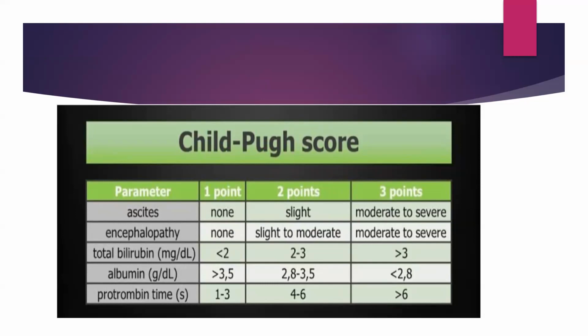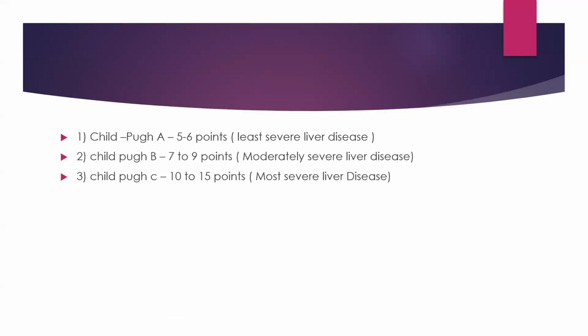Total bilirubin: 1 point if less than 2, 2 points if 2 to 3, 3 points if more than 3. Albumin: 1 point if more than 3.5, 2 points if 2.8 to 3.5, 3 points if less than 2.8. Prothrombin time: 1 point if 1 to 3, 2 points if 4 to 6, and 3 points if more than 6.